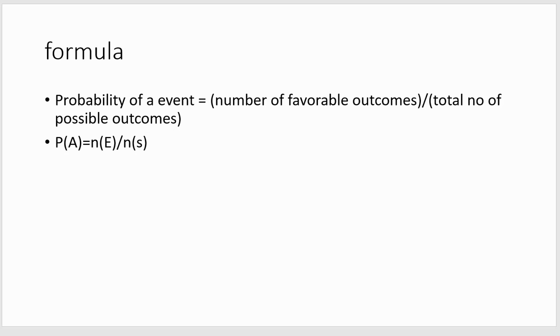The next one is the formula for probability. Probability of an event is equal to the number of favorable outcomes divided by the total number of outcomes. This is the formula of probability, where P of A equals N of E by N of S. Here P of A is the probability of the event, N of E is the number of favorable outcomes, and N of S is the total number of possible outcomes.